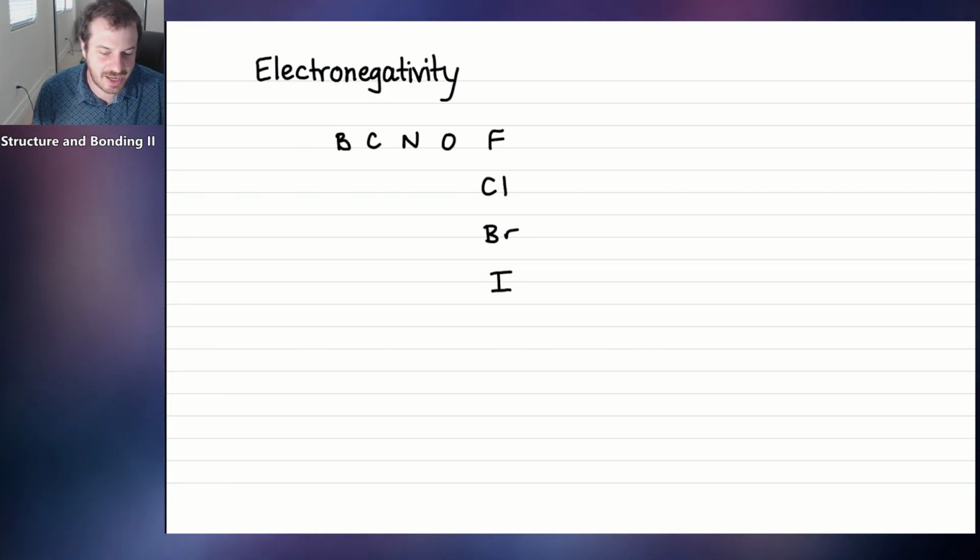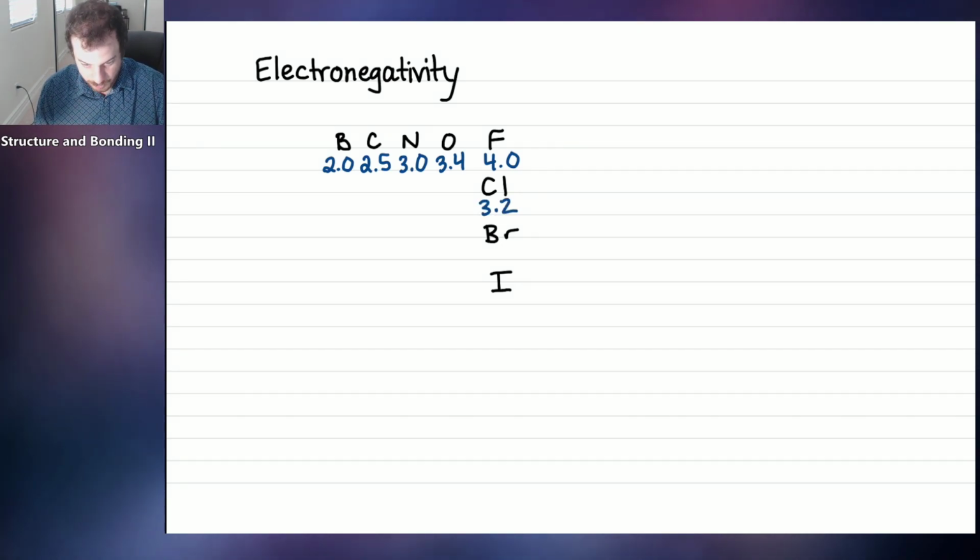And each of these atoms has an electronegativity value that you should know the general ranges of. Boron is 2.0, carbon is roughly 2.5, nitrogen is 3.0, oxygen is 3.4, fluorine is 4.0, chlorine is 3.2, bromine is 3.0, and iodine is 2.7. So this electronegativity comes into play later in the class, but I just want to introduce this topic now when we're talking about bonding.